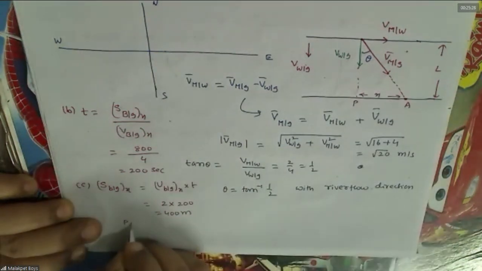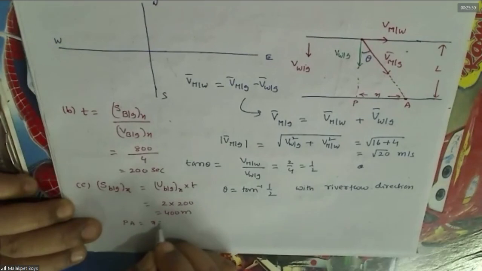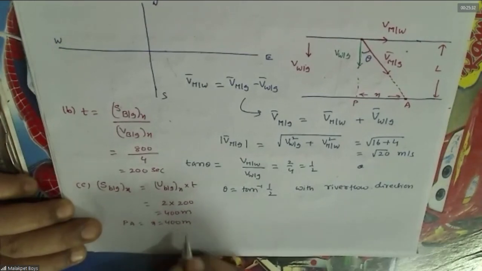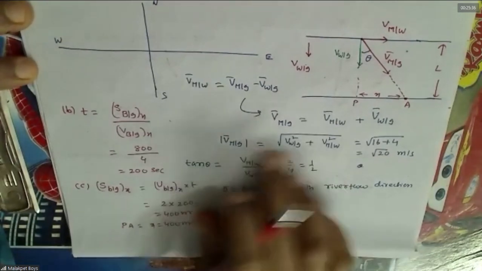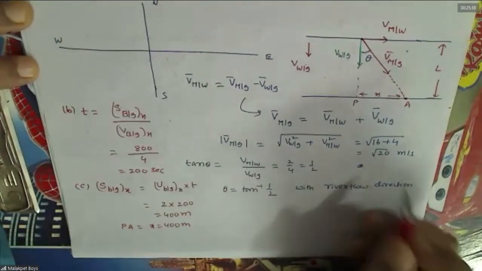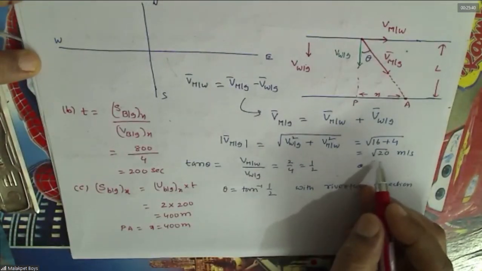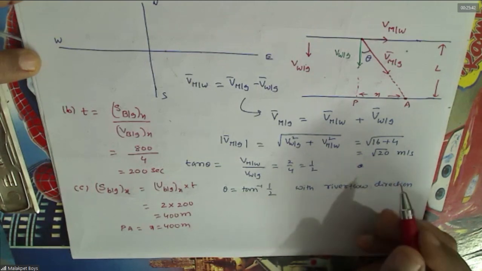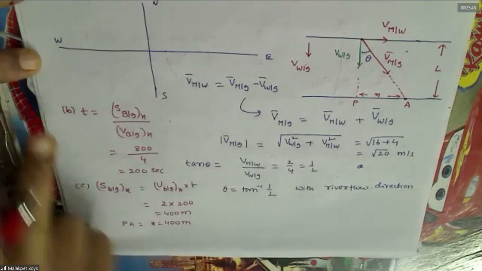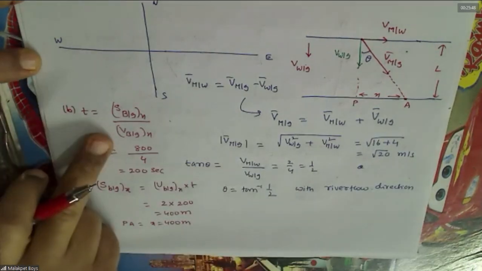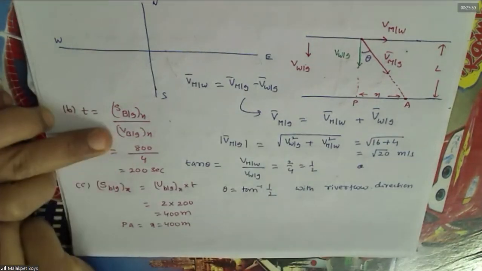Sir, in the second one, time. Velocity of boat with respect to ground is 2 root 5. Root 20, you took 4. 4 in time, D1. In the second one, display. This one. Yes, 800 by 4.